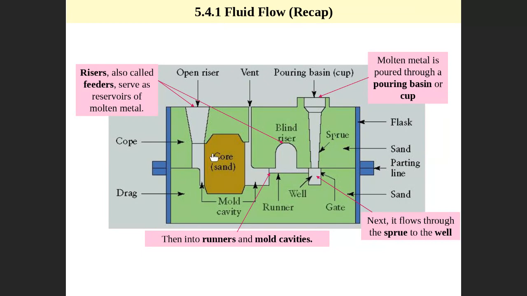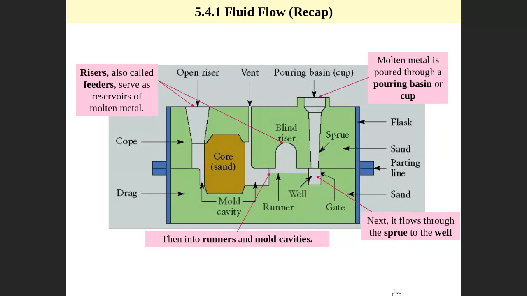This is the main cavity. This is a core. This is a vent. This is the open riser. The upper one, we call it the cope. The lower one, we call it the drag. So this is the cope, this is the drag, and this is the flask, which is a metal container to put sand inside. The mold is made here of sand. For example, start here, mold made of sand, right?